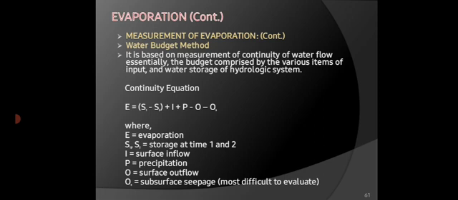So storage, the total storage in that particular water body, the amount of water inflow, and then precipitation. These are the inputs in a water body, minus outputs. Outputs are surface outflow or the water that seeps from the base, right? So simply, evaporation is the amount of inflow minus the amount of outflow.